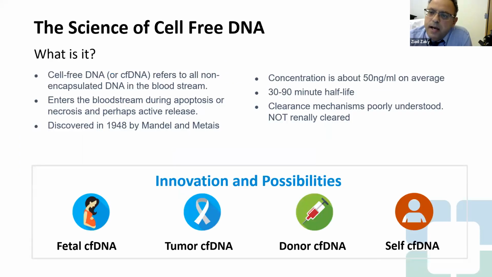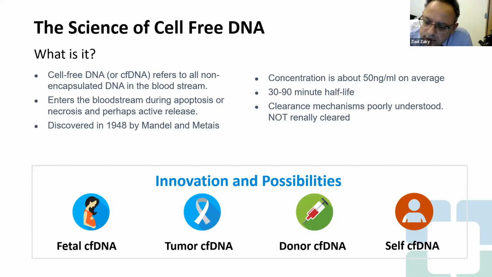So what's the science behind cell-free DNA? It's non-encapsulated DNA in the bloodstream. It enters the bloodstream if there is any cell injury. This cell injury can be apoptosis or necrosis. We have known about it since 1948. It has a short half-life, and the clearance is not well studied, but most people say it's more of a liver clearance.